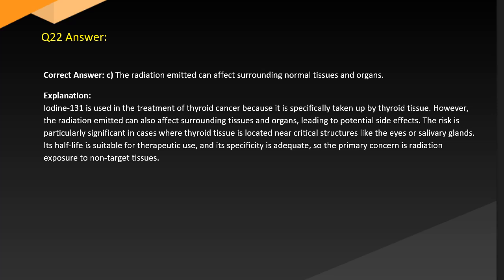Answer. Correct answer C. The radiation emitted can affect surrounding normal tissues and organs. Explanation. Iodine-131 is used in the treatment of thyroid cancer because it is specifically taken up by thyroid tissue. However, the radiation emitted can also affect surrounding tissues and organs, leading to potential side effects. The risk is particularly significant in cases where thyroid tissue is located near critical structures like the salivary glands. Its half-life is suitable for therapeutic use and its specificity is adequate, so the primary concern is radiation exposure to non-target tissues.